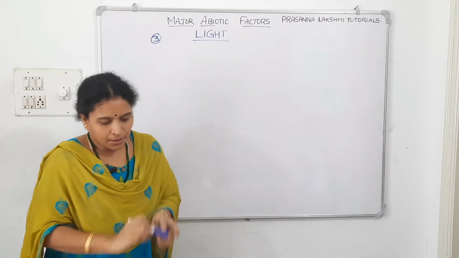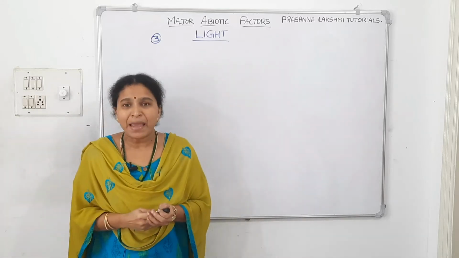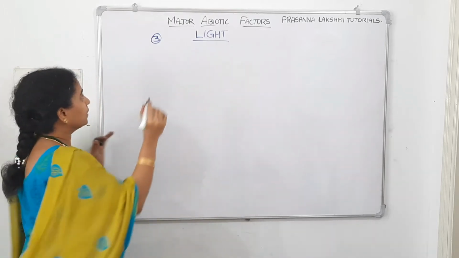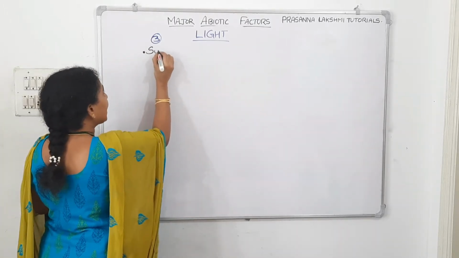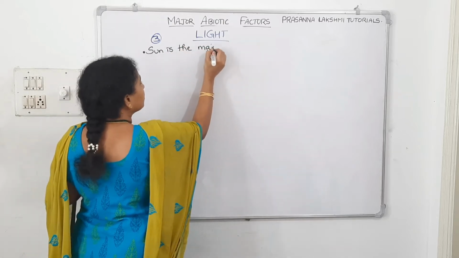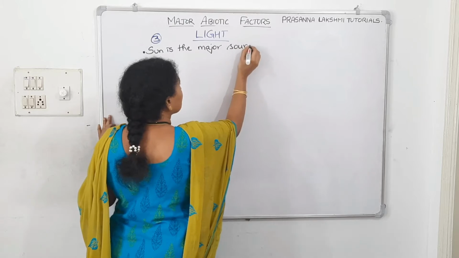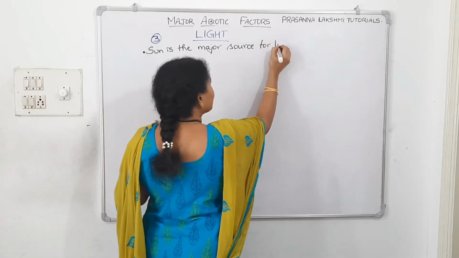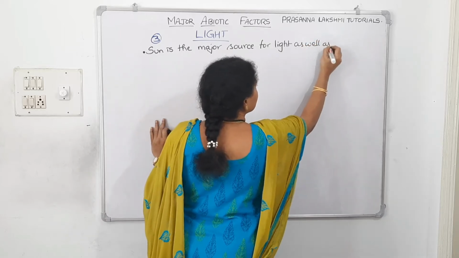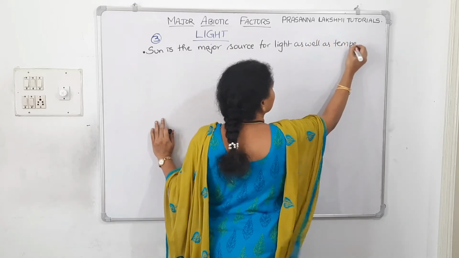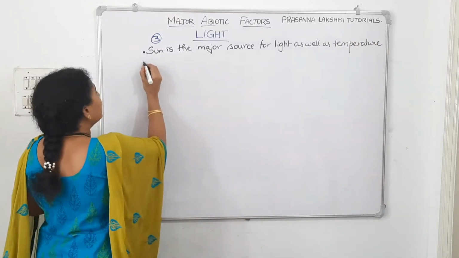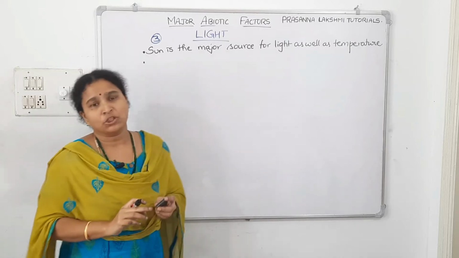Now, sunlight is a main source. The Sun is a main source of light, and temperature also, isn't it? So the Sun is the major source for light as well as temperature.